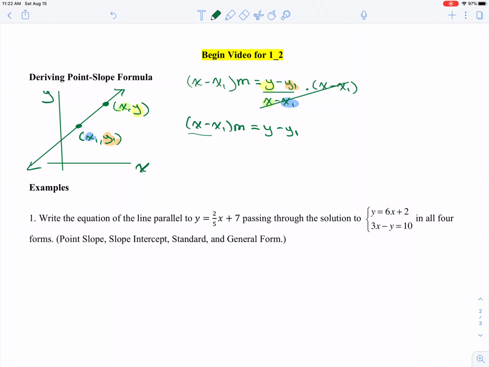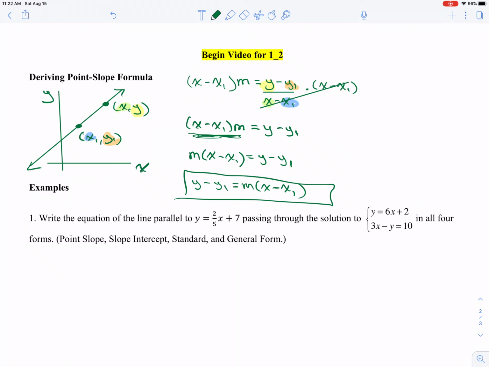Because multiplication is commutative, I can switch the order on this side. So the quantity x minus x sub 1 times m, that's really the same as m times x minus x sub 1. And then point slope form, anytime you have an equation, you can use the symmetric property to rewrite it. So I'm going to put the y minus y1 on the left, and then just copy from above. So if you know how to calculate the slope, you should always know how to do point slope form. So this passes through x sub 1, y sub 1.